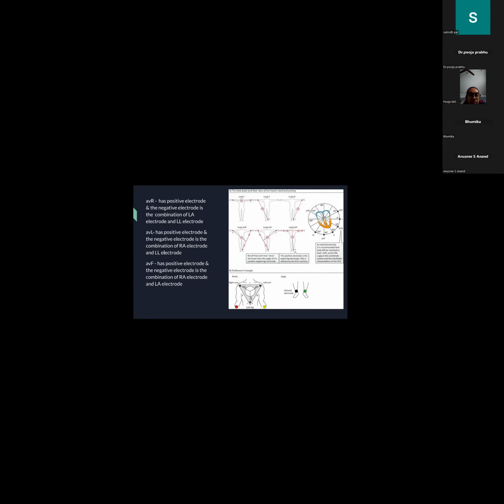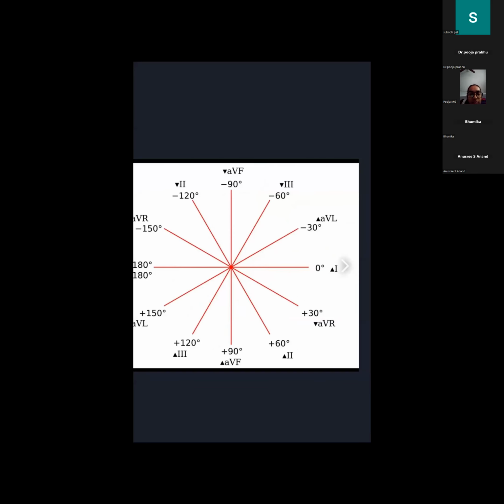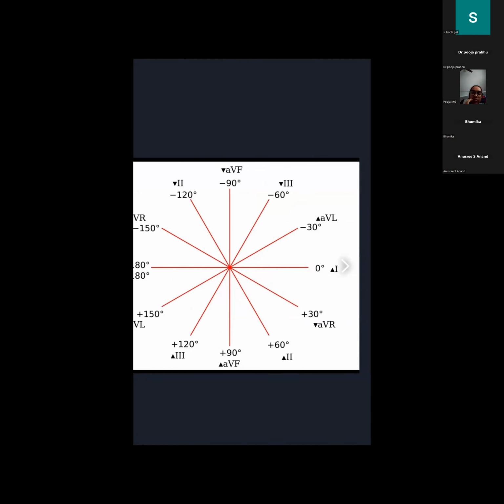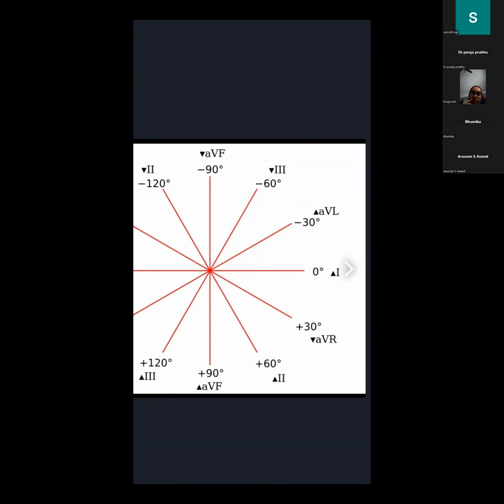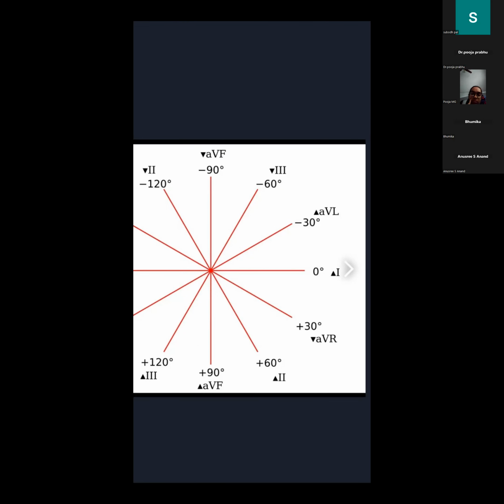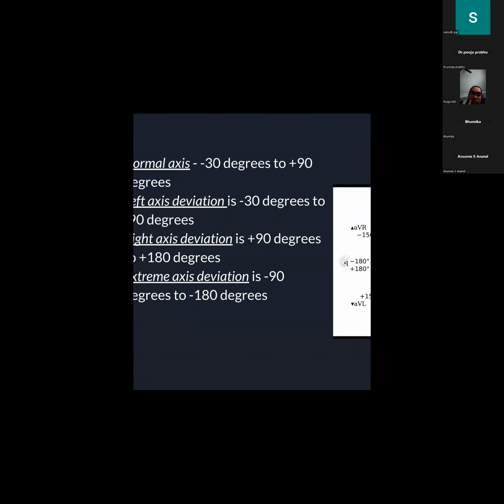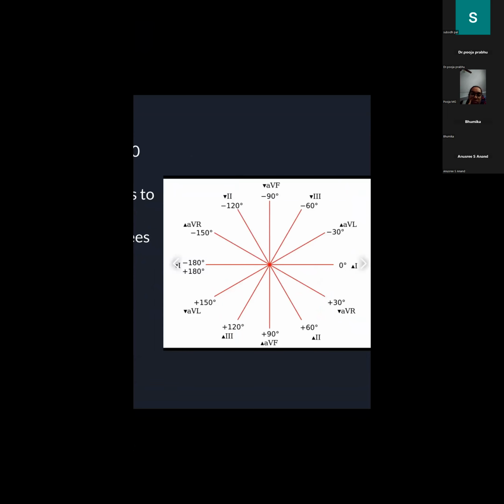Okay, see here. This is nothing but the picturization of the hexaaxial system. If AVL is the most isoelectric line, then the line perpendicular to it will be lead 2. So what is the axis of AVL? It is, for example, minus 30 degrees, and the axis of lead 2 is plus 60 degrees. So the axis of the heart here will lie between minus 30 degrees and plus 60 degrees. Okay, so is it normal or abnormal? I'll tell you how this works.